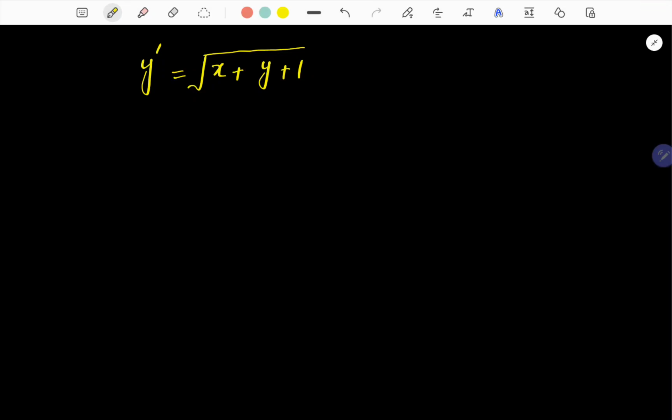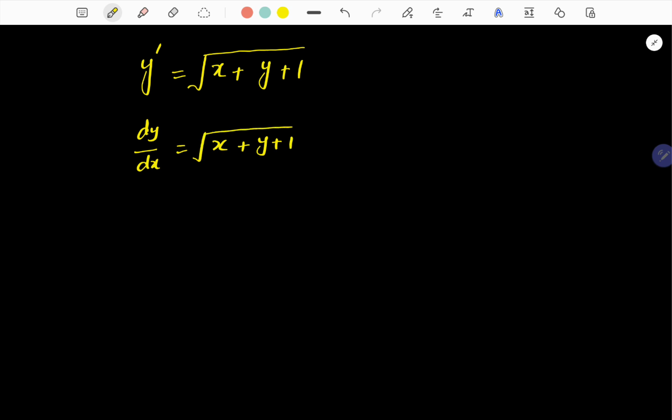Hello everyone. Here we have an interesting differential equation in which y prime is equal to the square root of x plus y plus 1. It is an equation with radicals. We can write y prime as dy/dx, which is equal to the square root of x plus y plus 1.